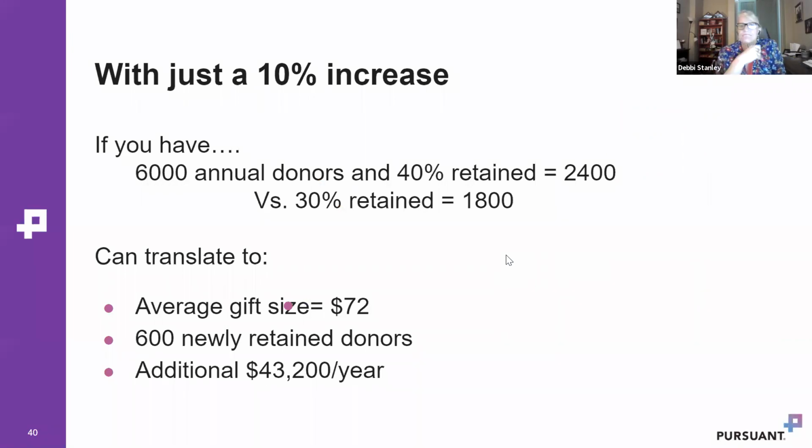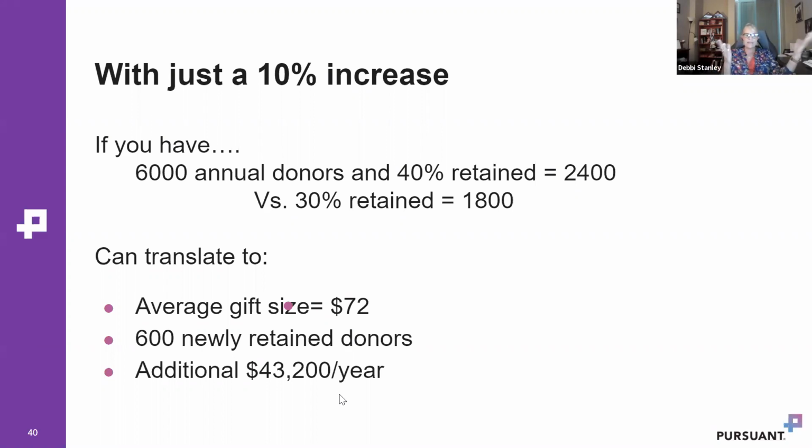So let's just look at this and let's look at math. I can hear my family laughing in my head because I do math horribly, but I promise I've checked and double checked these numbers. So look at where this could take you. Let's say you have 6,000 annual donors, and you're sitting at about a 30% retention, and you can improve that 10%. That gives you an average gift size of 72. 600 new retained donors gives you an additional $43,000 a year.